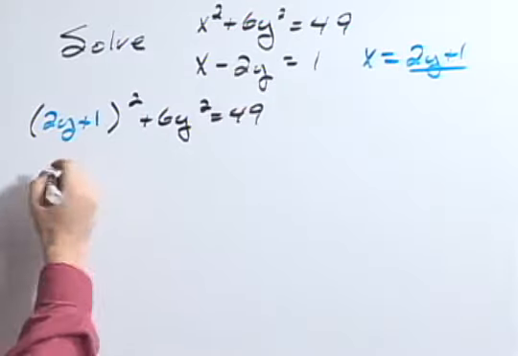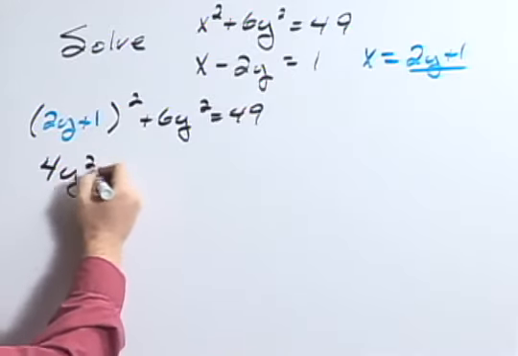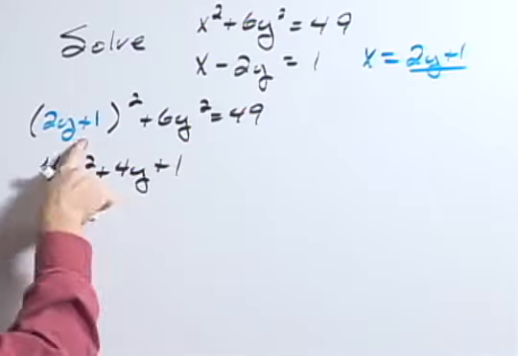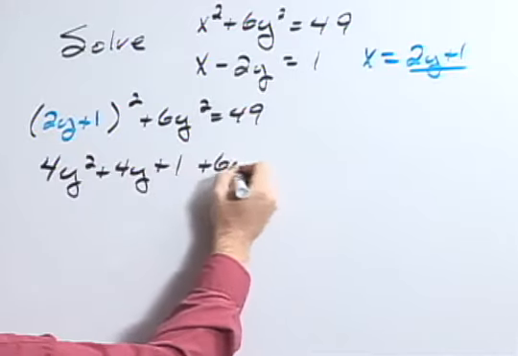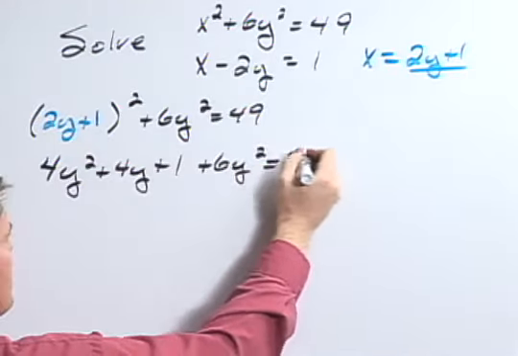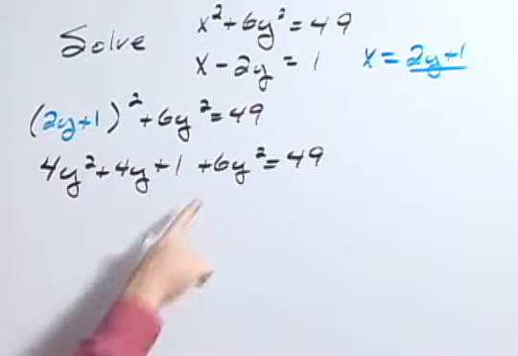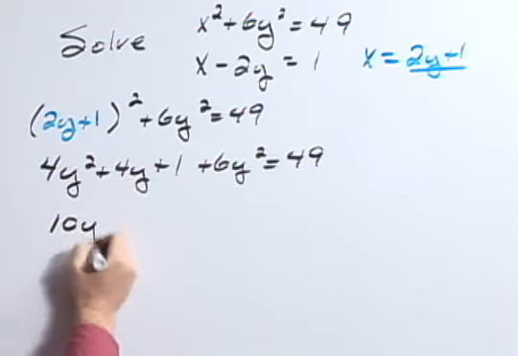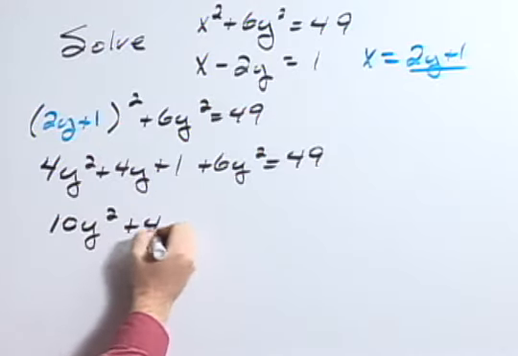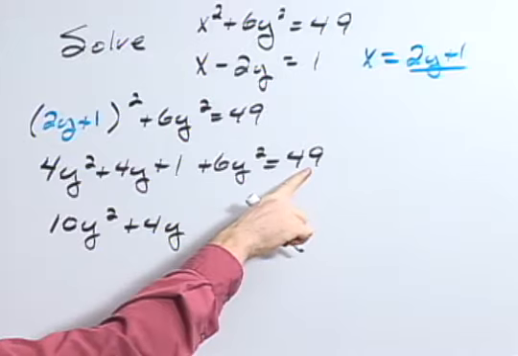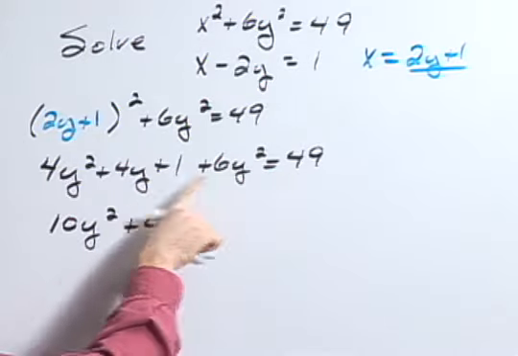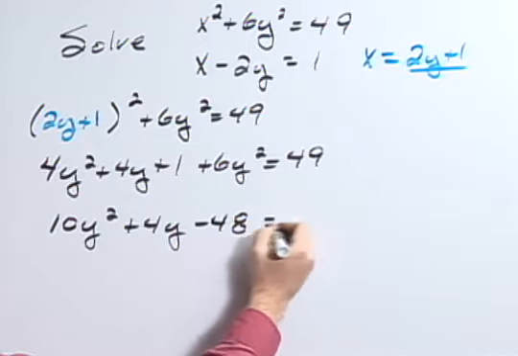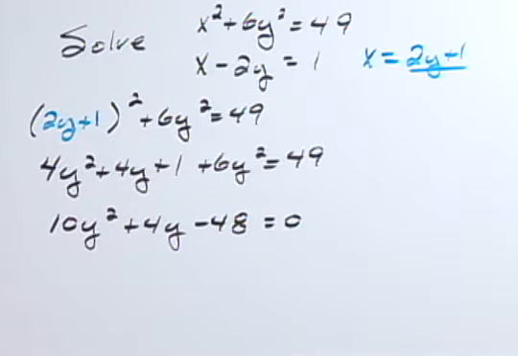Next, let's expand this binomial. So 4y squared plus 4y plus 1 plus 6y squared equals 49. Now let's combine like terms and further simplify. So 10y squared plus 4y, and if I subtract a 49 from both sides, I get negative 48 equals 0.